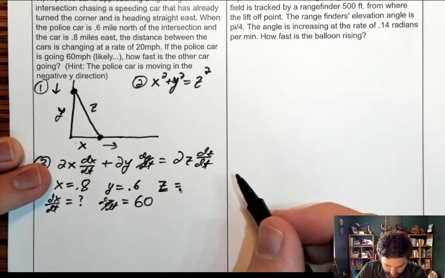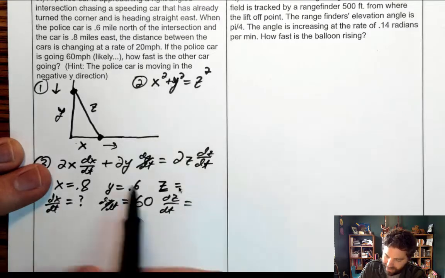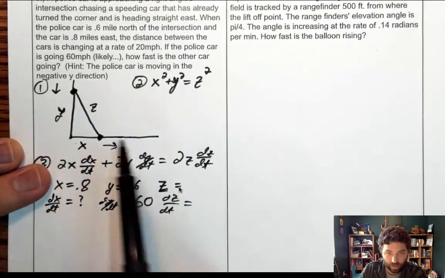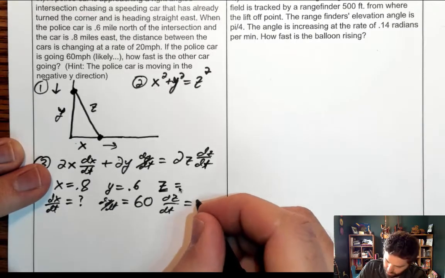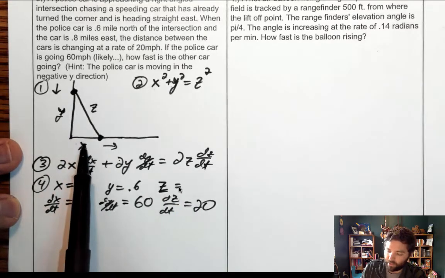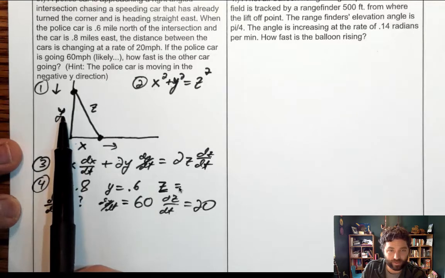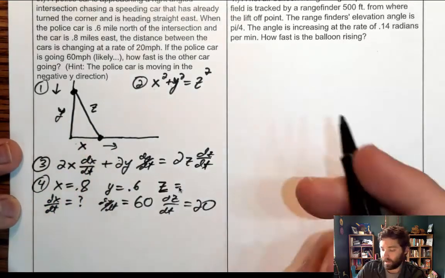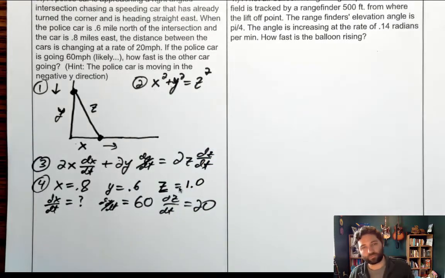I don't know that distance, but I can figure it out, and I will do that in a second. dz/dt, that's how fast the distance is changing between the cars. And so dz/dt is going to be 20. And then I can figure out what z is. It's not given to me in the problem, but if I know that x is 0.8 and I know that y is 0.6, I can use the Pythagorean theorem. If I do that, I'll figure out that z is 1 mile. Okay, that is the distance for z.